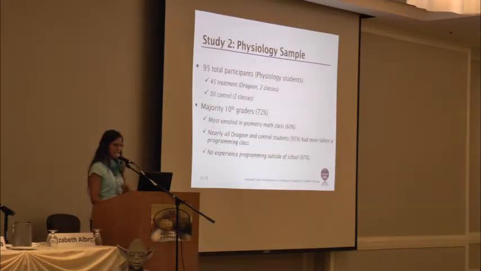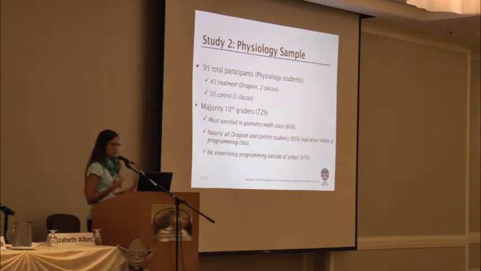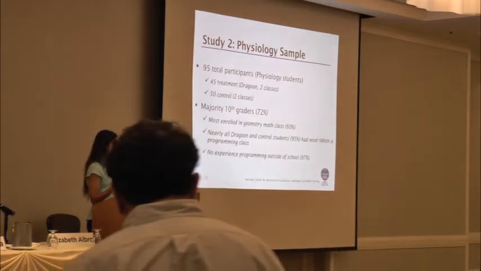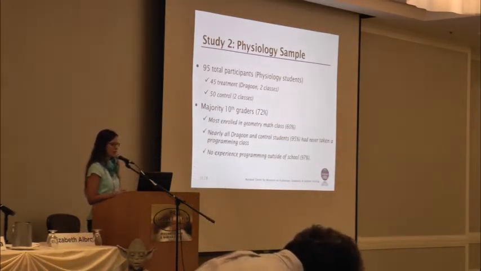So let's take a quick view here at some of the results. For study 2, which was the physiology domain, here you'll see the demographic breakdown of the students. 95 participants, 45 treatment, 50 control. You'll also see here that most of them were enrolled in geometry. We were interested to see what kind of mathematical understanding they already have that influences their ability to understand the computational thinking, and so on and so forth.